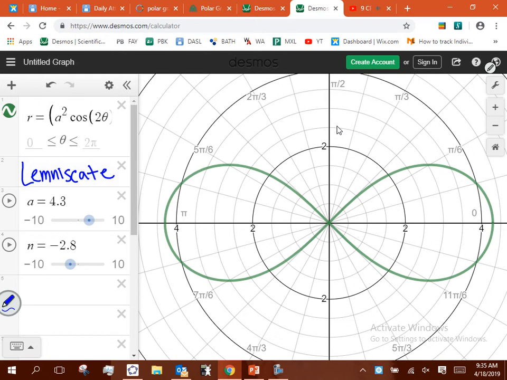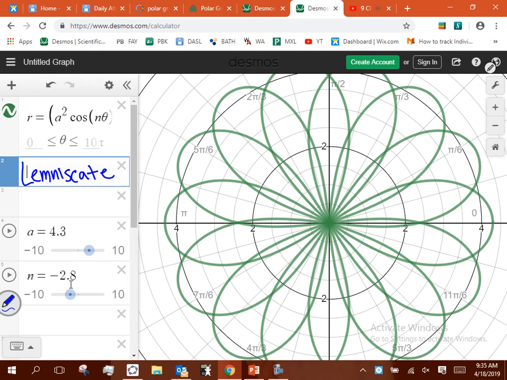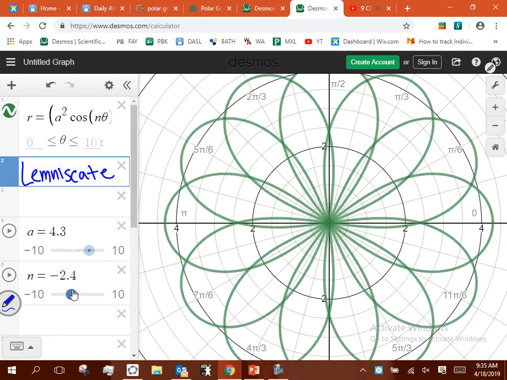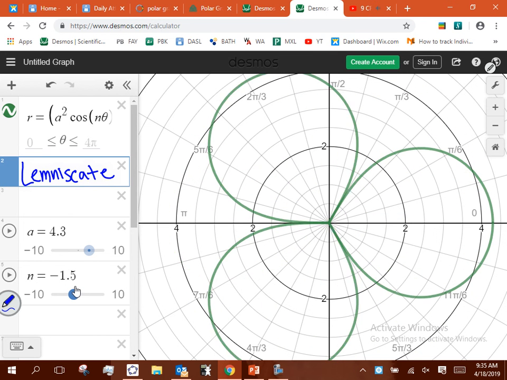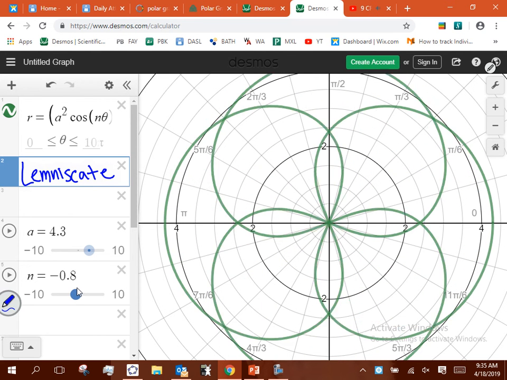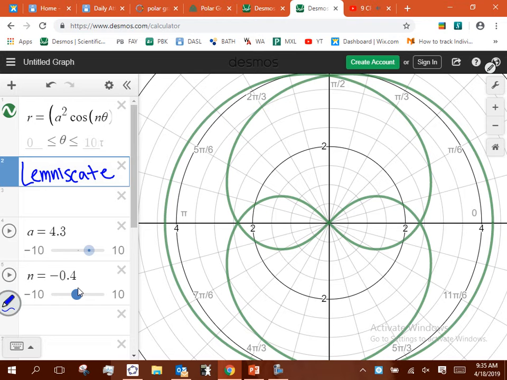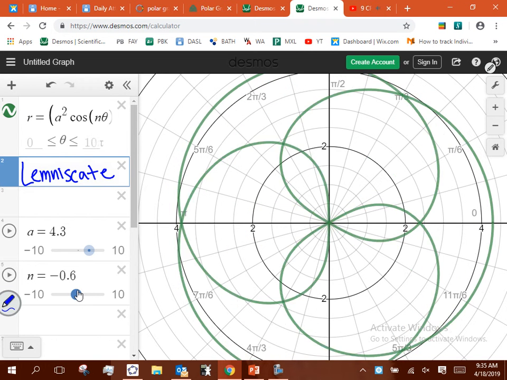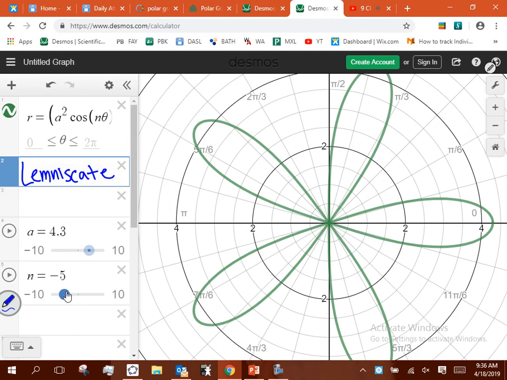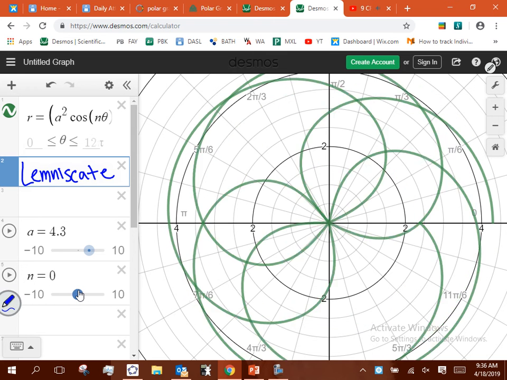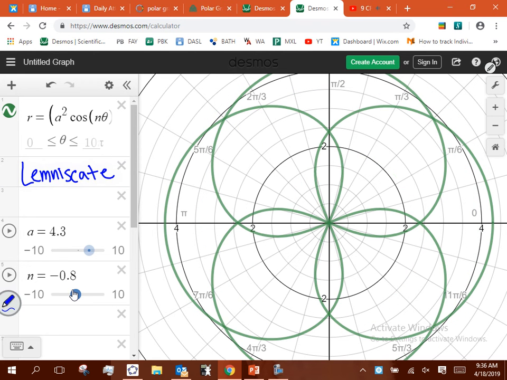Okay. And if you change this here to n, obviously it starts to look kind of like you just get sometimes some weird things. But obviously because that n is not 2, because 2 is when it's the lemniscate, you start getting just different types of polar graphs. Okay?